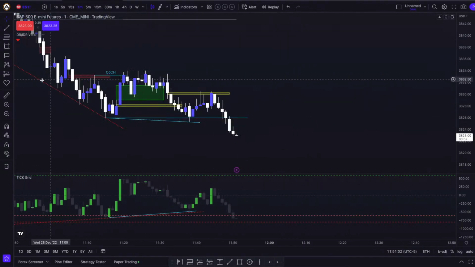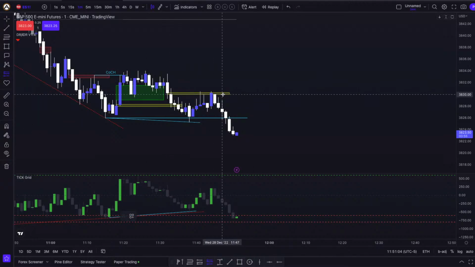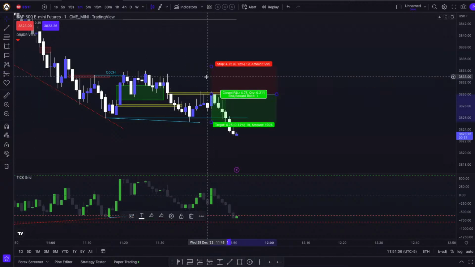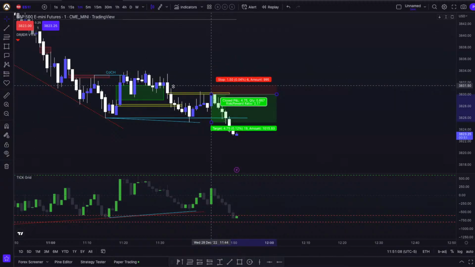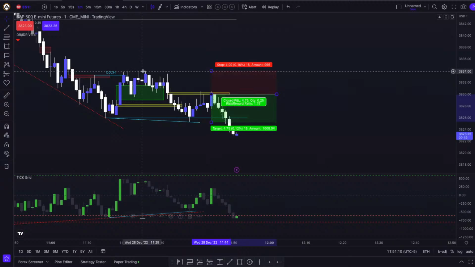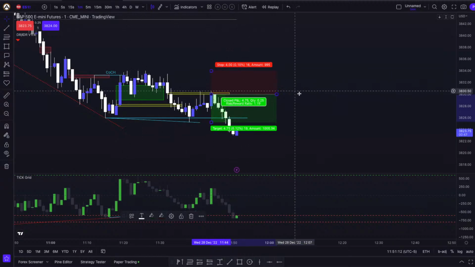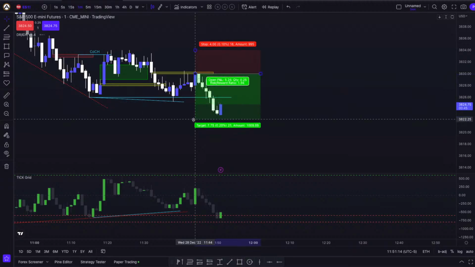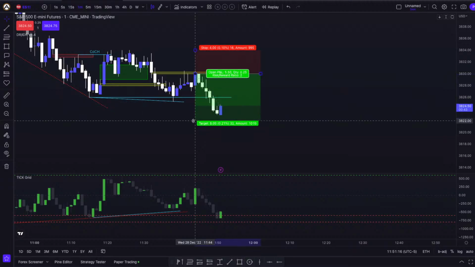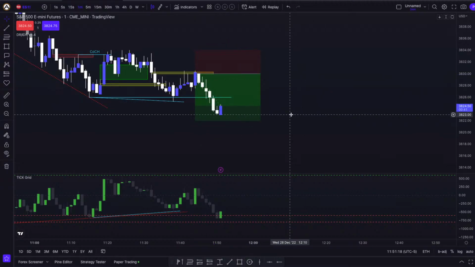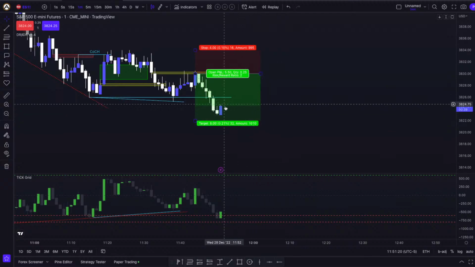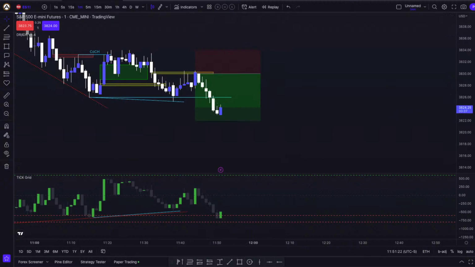Perhaps you could have entered right here based on this volume inefficiency with your stop loss above those equal highs right here, 16 ticks, looking to target 32 ticks. I generally don't go below a 2-to-1 risk reward.